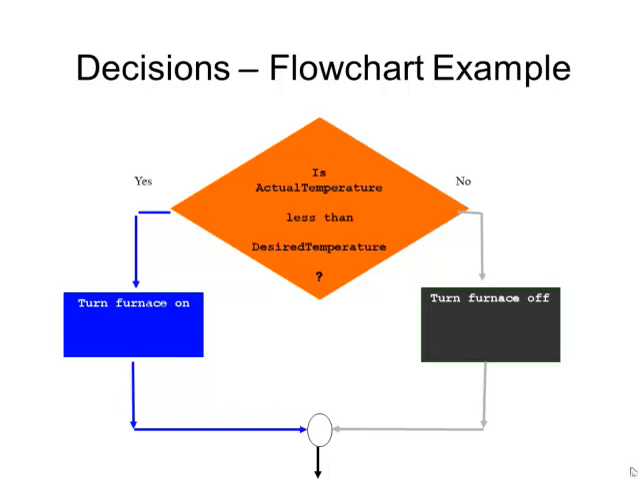If you're familiar with flowcharts, a flowchart is kind of a graphical way of showing the flow of a program. We get to our conditional statement here and we say, is actual temperature less than desired temperature? If the answer is yes, then we follow this path, turn the furnace on, and we end up down here. If the answer is no, we follow this path, turn the furnace off. Either way, we end up down here, and in no circumstance do we do both of these things. We do one or the other, never both. And we always end up at the same point.